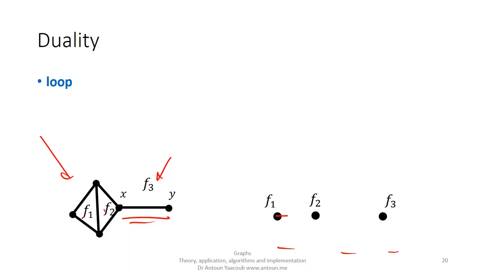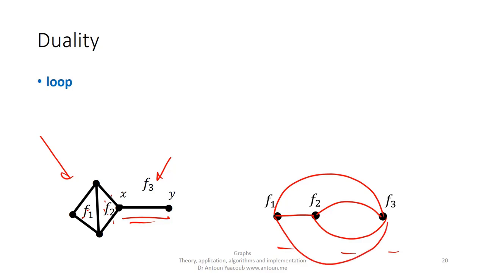f1 and f2 share just 1 edge. f2 and f3 share 2 edges. Between f1 and f3 also they share 2 edges. However, I still have f3. For example, this edge is shared between f3 and f3. As you can see, there's 1 edge shared with f3 itself. So I will add a loop in f3. Whenever we have a bridge, we add a loop.